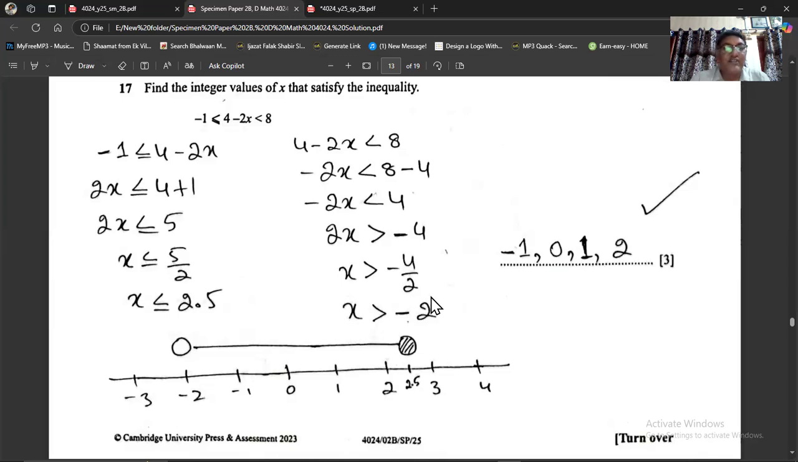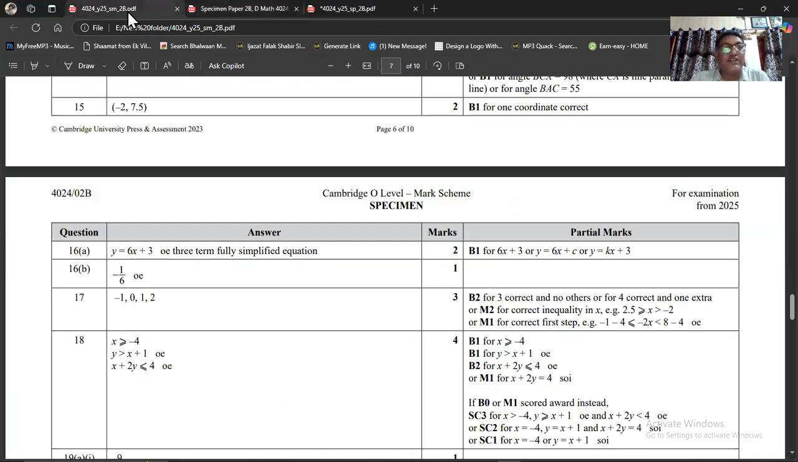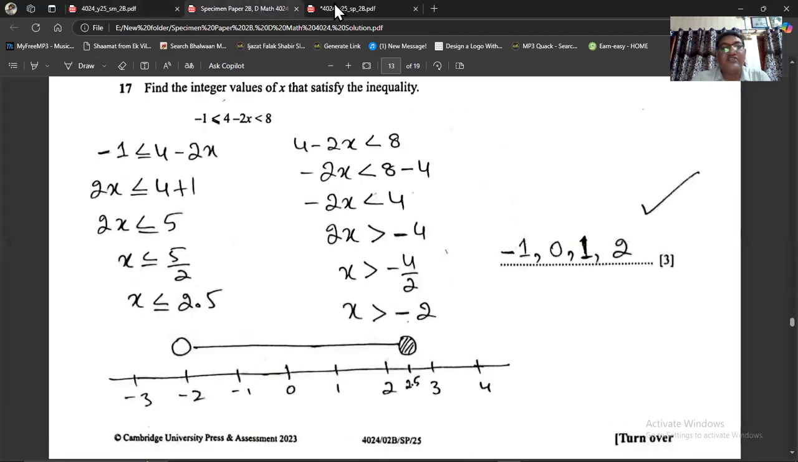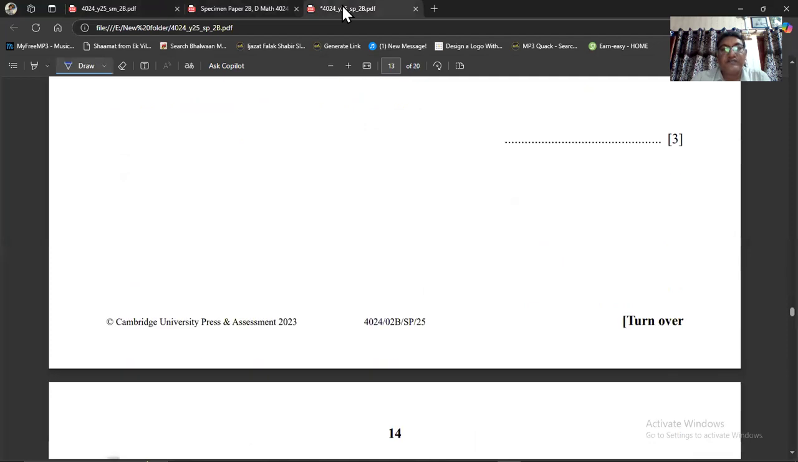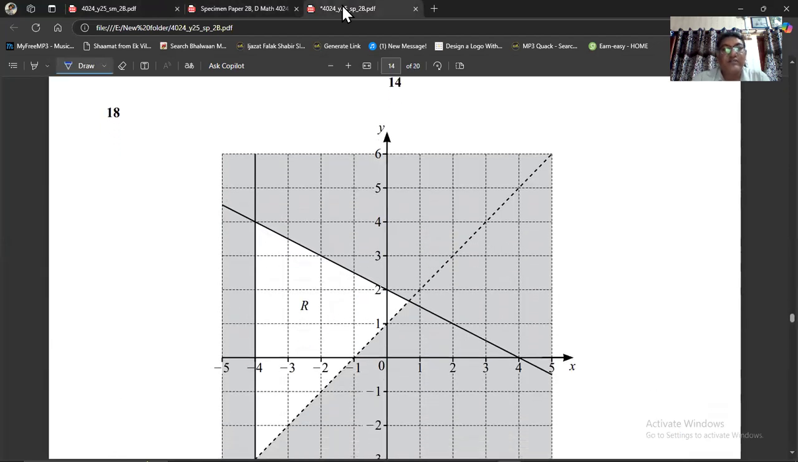Now x is greater than minus 2 and x is less than or equal to 2.5. This is how I represent it on the number line. At minus 2, I will put a circle and not shade it. At 2.5, I will draw a circle and shade it. This means 2.5 is included in the answer, and minus 2 is not included. So the integers in this solution are minus 1, 0, 1, and 2. So that is question number 17, and our answer is right. This is how this is done. Question number 18 is coming up on your screen.